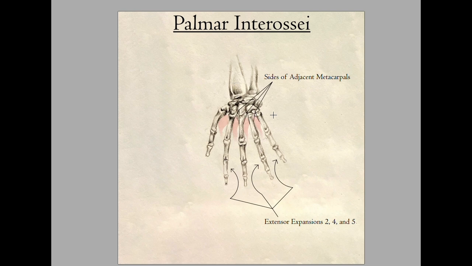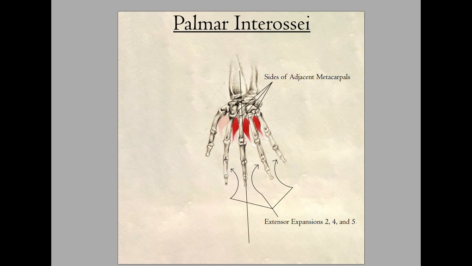So Palmar Interossei are going to be attaching to the sides of these metacarpals. There's not going to be 4 of them, there's going to be 3. They're attaching in here, in here, in here, and then they run up to insert onto the extensor expansions of 2, 4, and 5. None of them are attaching to 3. What does that look like?